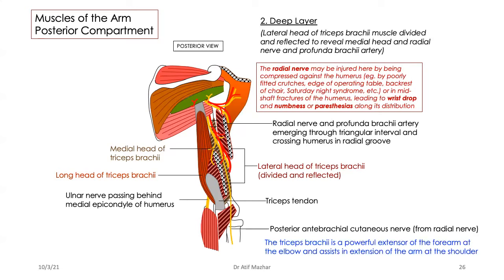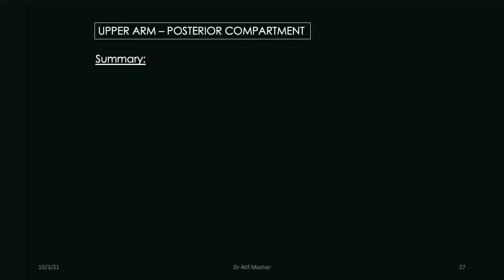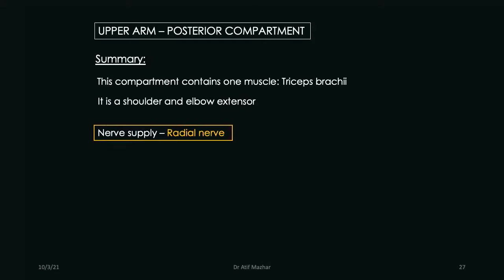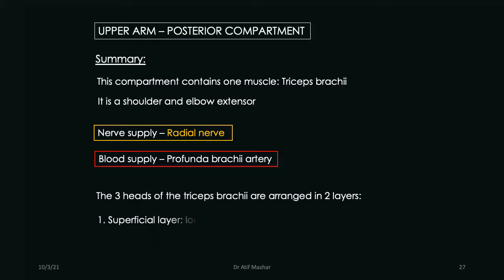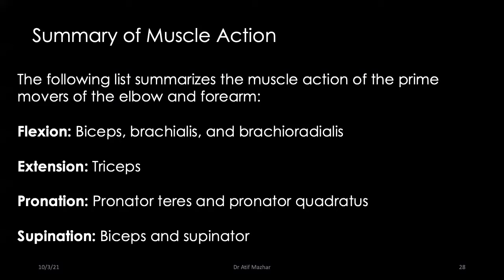Triceps, powerful extensor of the forearm. Where? At the elbow joint. Now summarize. Only one muscle, and 3 parts are there for that. Are we good? Let's have a quick summary of all of them, what they do. Now I have to move this.